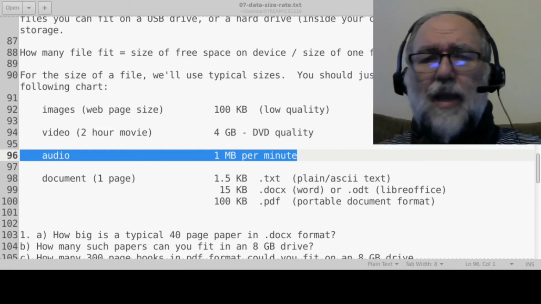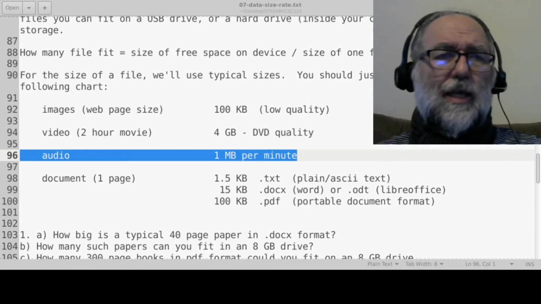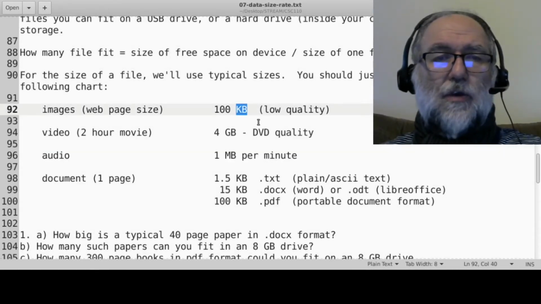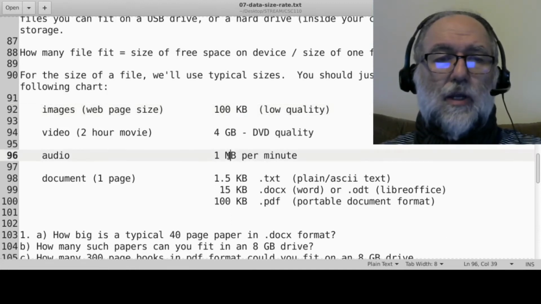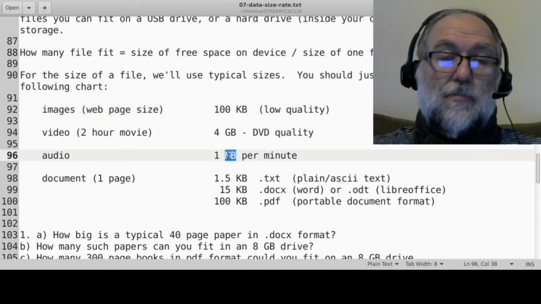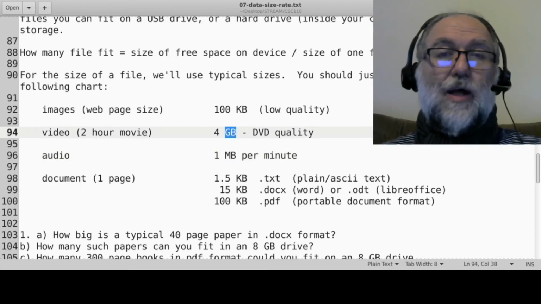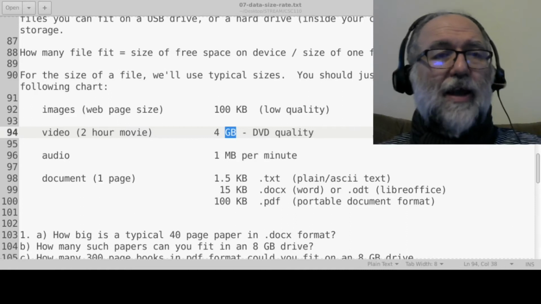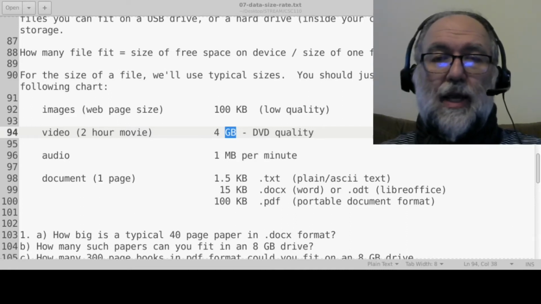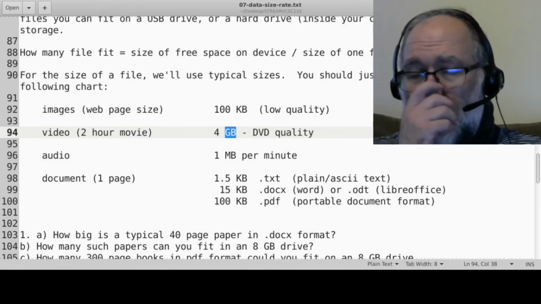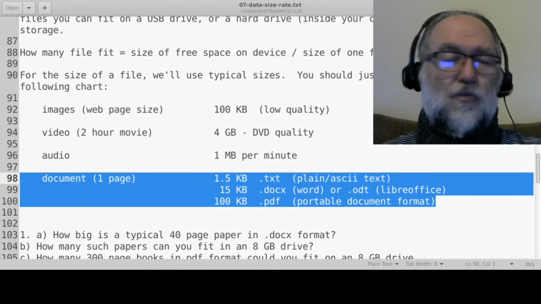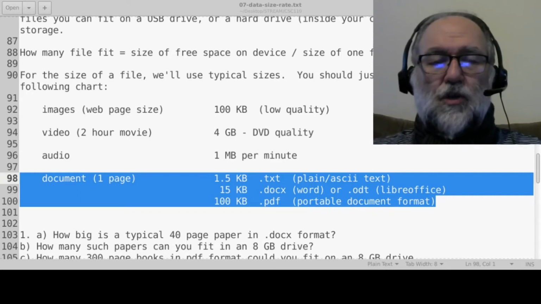Okay, and you could see that audio is kind of in between the image and the video. So you've got here an image in the kilobyte range, an audio 1,000 times bigger in the megabyte range, and then a video 1,000 times bigger yet in the gigabyte range. Okay. And then finally, the other ones you should know are documents, and these are just like text files. Okay, but I gave you three here. There's three because generally speaking, there are three different types of text files that you'll use.